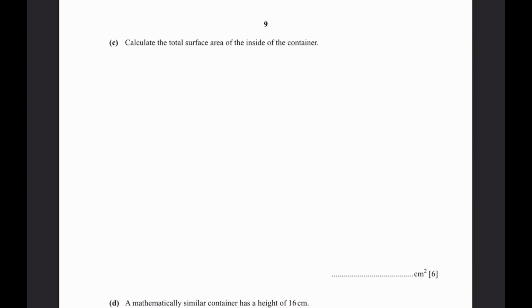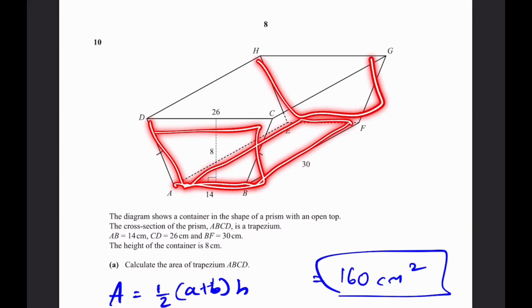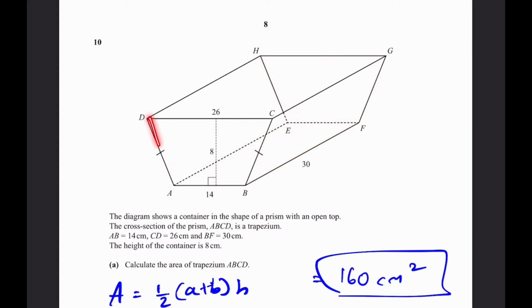Calculate the total surface area of the inside of the container. So the surface area of the inside of the container is simply going to be the area here plus the two trapezium areas plus this rectangle area plus this rectangle area. So we have to find this length first to find the area of these two rectangles.